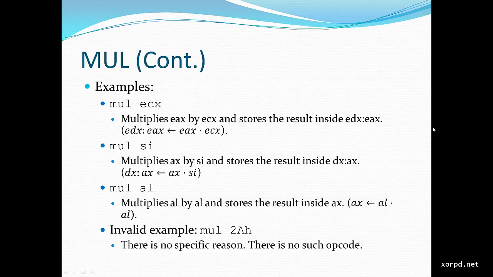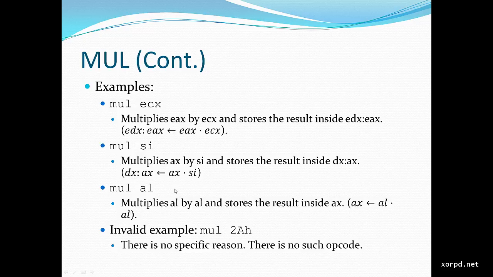Some examples. Mul ECX. This multiplies EAX by ECX and stores the result inside EDX EAX. We can formulate it a bit differently, maybe more mathematically, something like this. EAX times ECX is stored inside EDX EAX. Another example, mul SI. This one multiplies AX by SI and stores the result inside DX AX. A different formulation, AX times SI is stored inside DX AX.